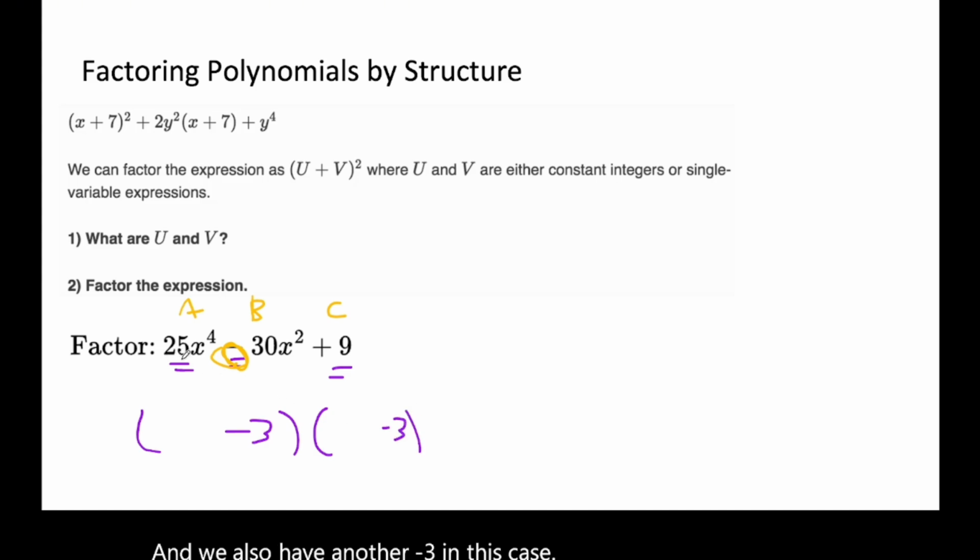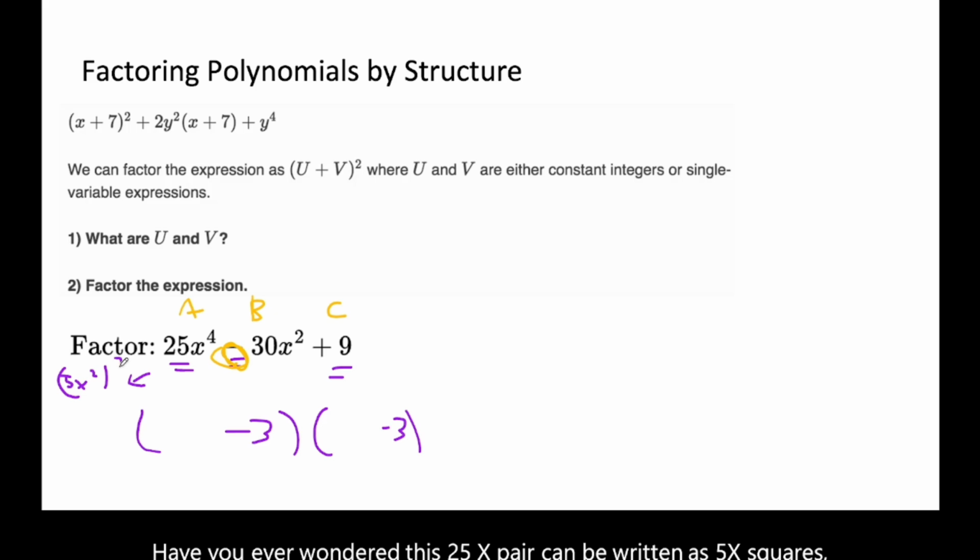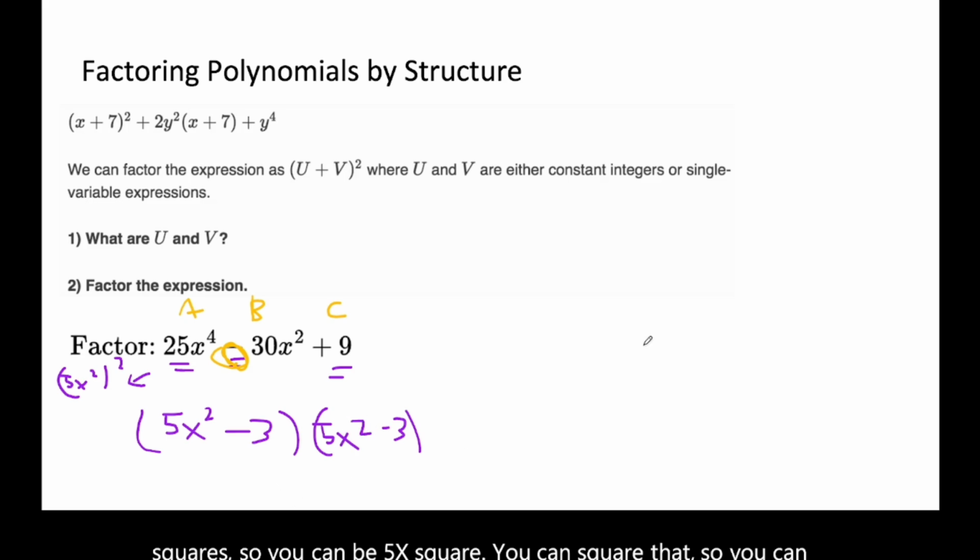This 25x squared can be written as 5x squared, so you can square that. You can write that as 5x squared. Excuse the background. And then after, as you can see here, this is negative 15x squared minus 15x squared, which you distribute, and you're going to get negative 30x squared afterwards. This is how you would factor the first one.